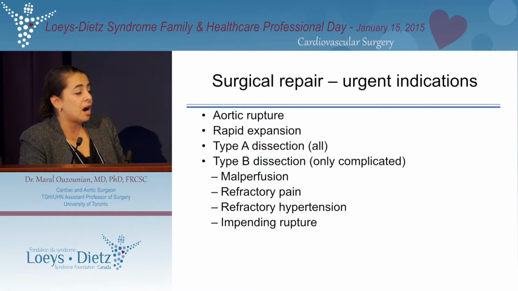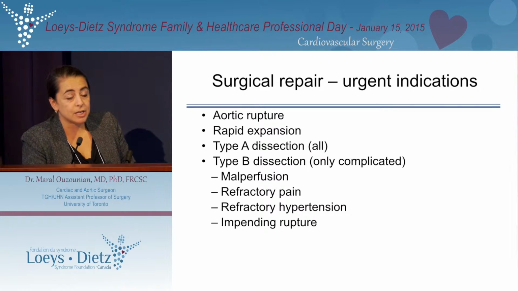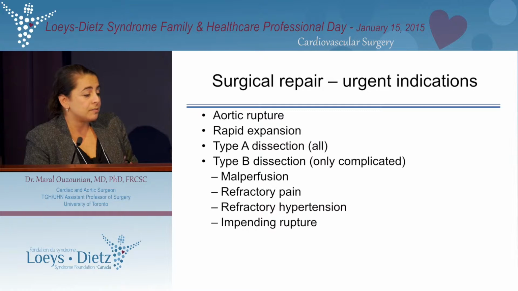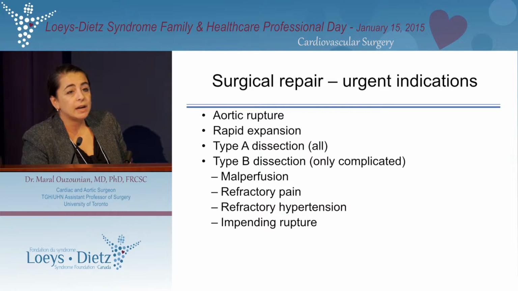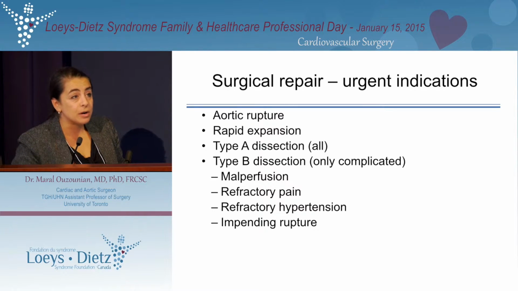What about urgent operations? So urgent indications include aortic rupture, rapid expansion, as we discussed. Patients with type A dissections, so dissections in the ascending aorta, all of those are surgical emergencies that must be dealt with immediately. Those with type B dissections, on the other hand, and I'll show you just some pictures so you understand what those are, we only operate on those with complicated type B dissections, meaning patients who have malperfusion, so lack of blood flow to the gut or spinal cord or kidneys, patients who have ongoing pain or hypertension with their type B dissection despite medical treatment, those with signs of impending rupture.